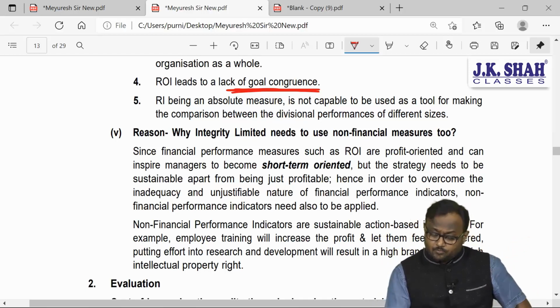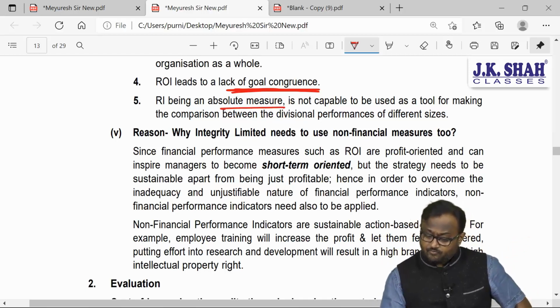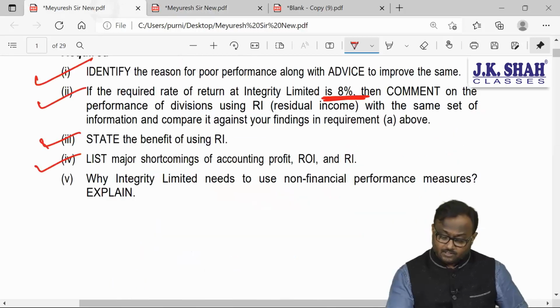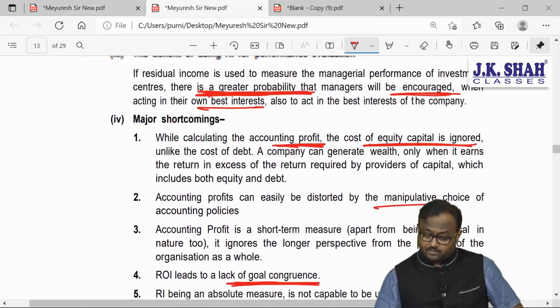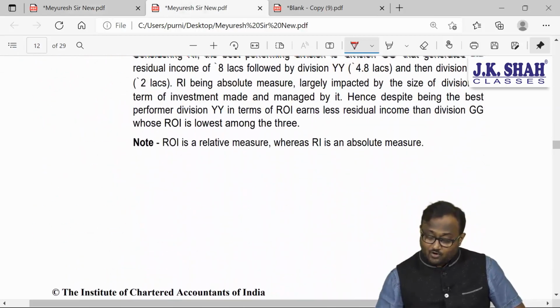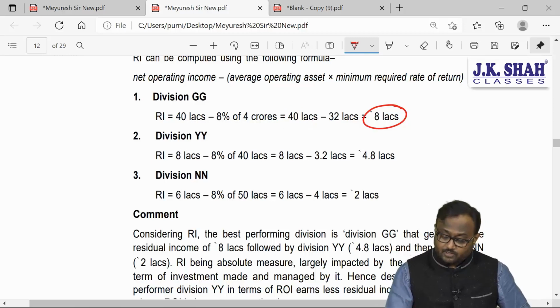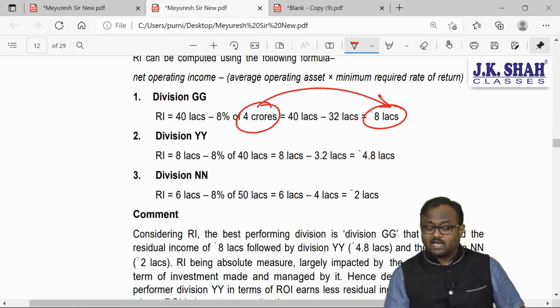And RI being an obsolete measure, it's not capable of being used as a tool for making the comparison between divisional performances of different size. Obviously, I'll give you a simple example here. Oh my God, 8 lakhs profit. What about investment? Investment was 4 crores. On 4 crores you are earning 8 lakhs and you are celebrating it.